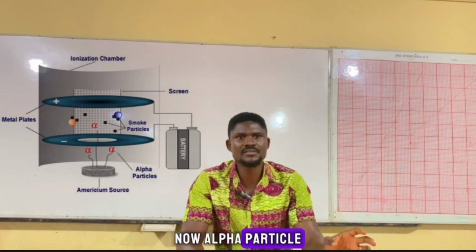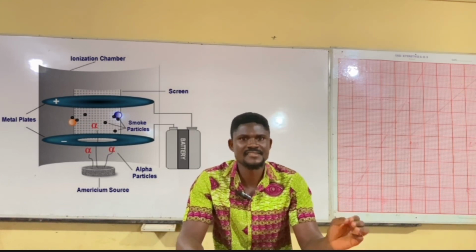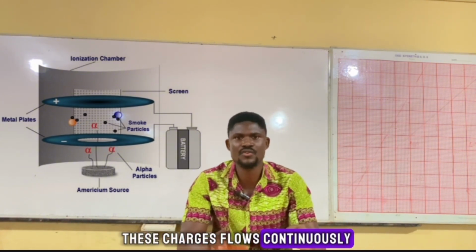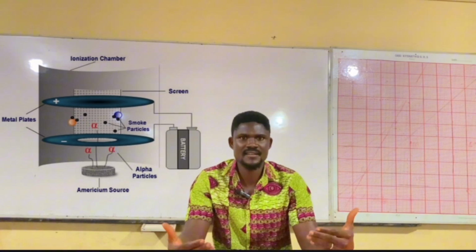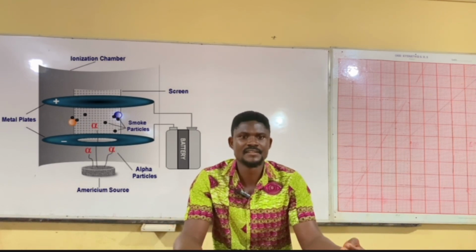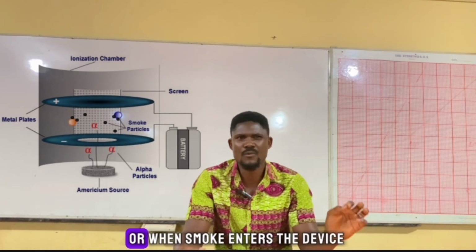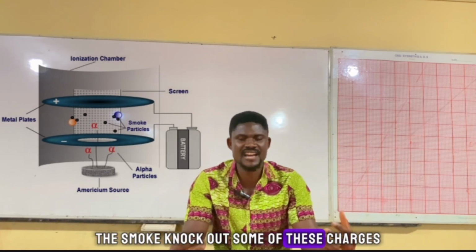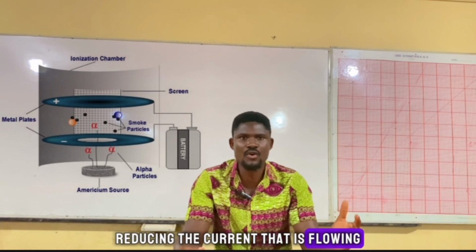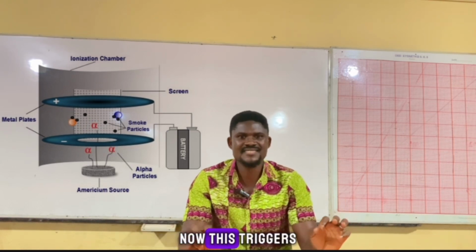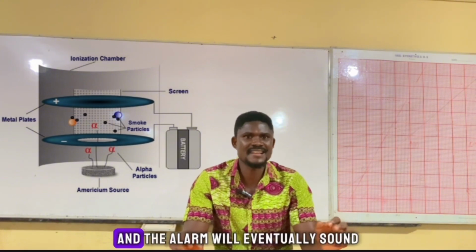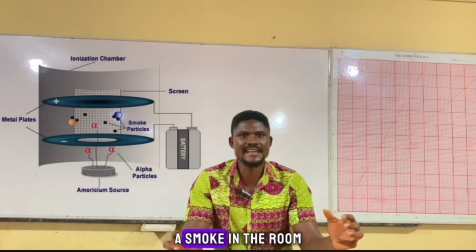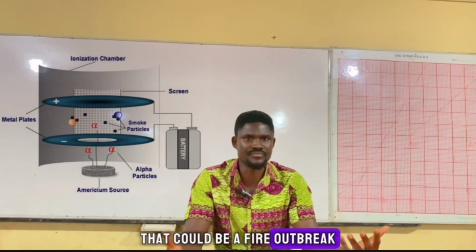Alpha particles in the chamber ionize the air, creating positive and negative charges. And these charges flow continuously, creating a current to power the device. Now, when smoke enters the device, the smoke knocks out some of these charges, reducing the current that is flowing in the device. This triggers the device and the alarm will eventually sound for us to know there is smoke in the room. That could be a fire outbreak.